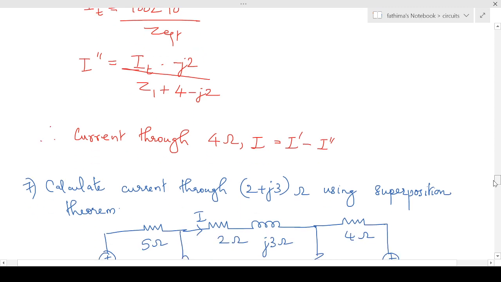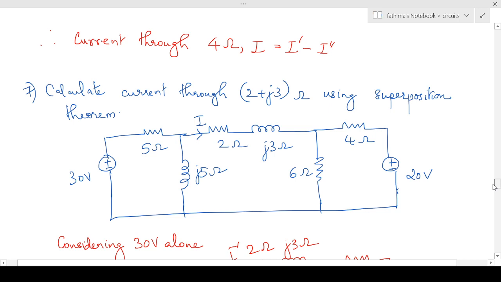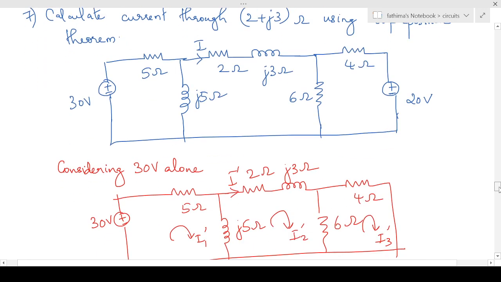Now the next question is, you are asked to calculate the current flowing through 2 plus J3 ohm using the superposition theorem. For this example, I am going to reduce the circuit using mesh analysis. First, we have to consider only one source at a time. That is, I'm going to consider only this 30 volt source at a time. So I'm short circuiting the 20 volt source. So the figure will be like this.